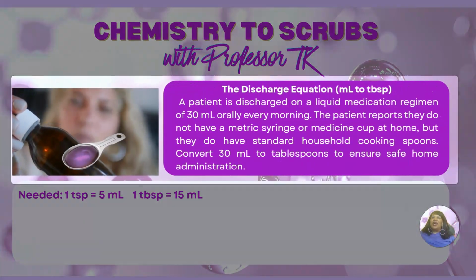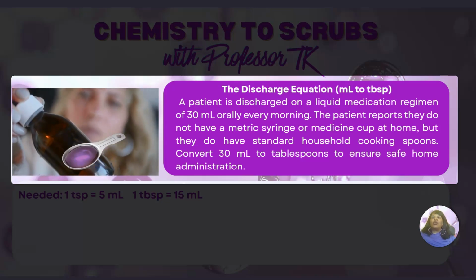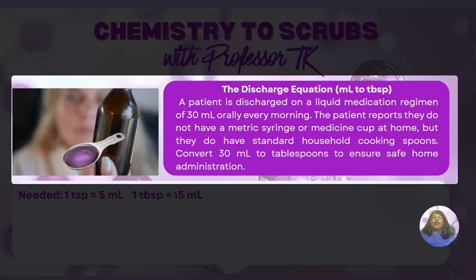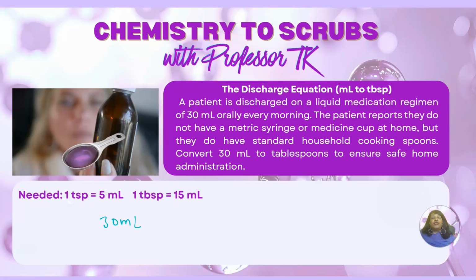The discharge equation, milliliters to tablespoons. A patient is discharged on a liquid medication regimen of 30 milliliters orally every morning. The patient reports they do not have a metric syringe or medicine cup at home, but they do have standard household cooking spoons. Convert 30 milliliters to tablespoons. So in this example, you see that 1 teaspoon is equal to 5 milliliters, and 1 tablespoon is equal to 15 milliliters. You only need one of those.